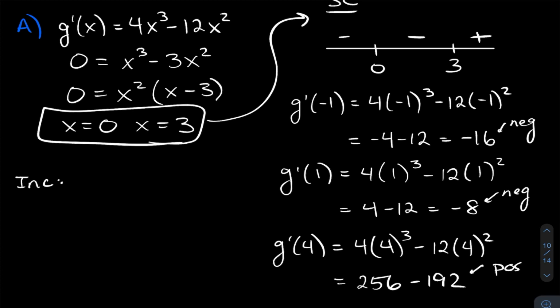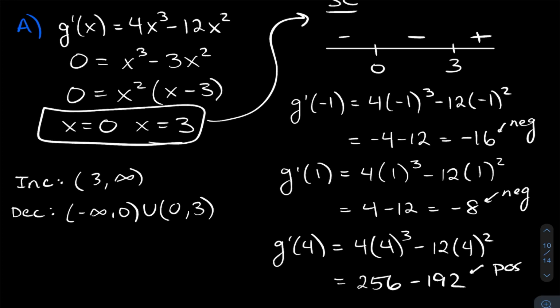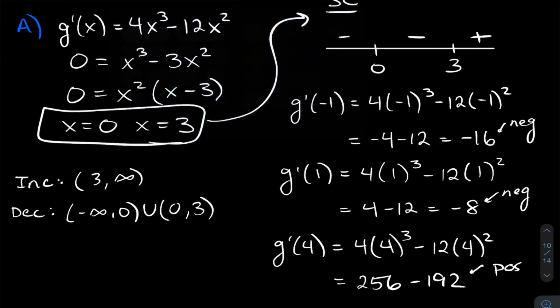It's increasing from 3 to infinity. Remember, we don't include the endpoints. And it's decreasing from -infinity to 0. We don't include 0, right? So we've got to stop here. We're not going to go from -infinity to 3. And then we're going to go from 0 to 3. And right there, that's the answer to part A.